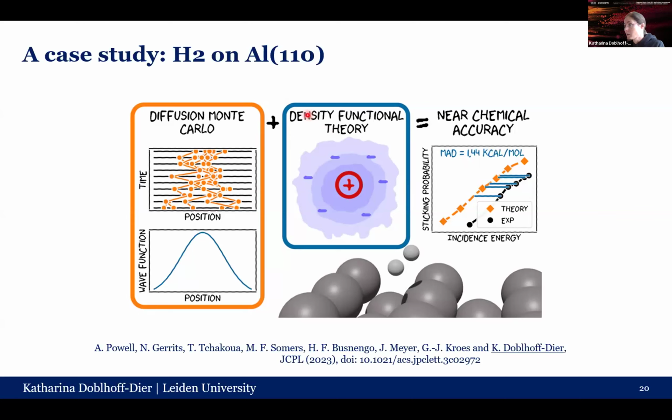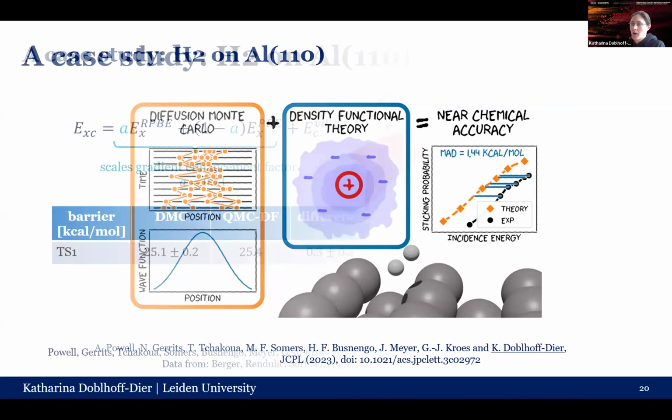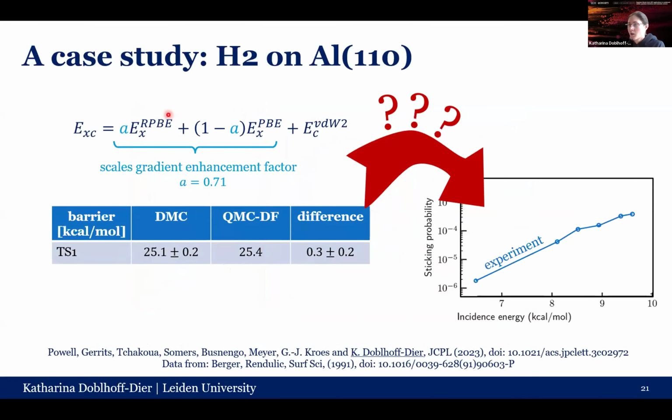So the question is how to marry density functional theory and quantum Monte Carlo. And here we just used a very, very pragmatic approach. We mixed RPBE and PBE exchange. So there's nothing else than scaling this gradient enhancement factor in our functional and added van der Waals correlation.